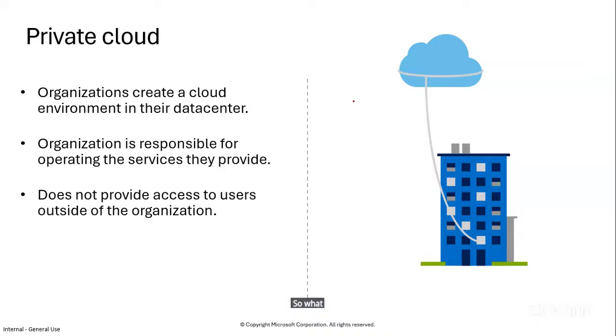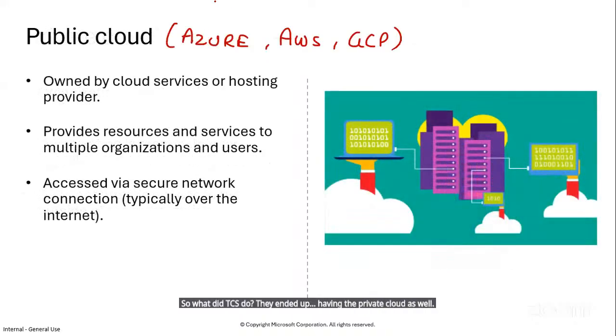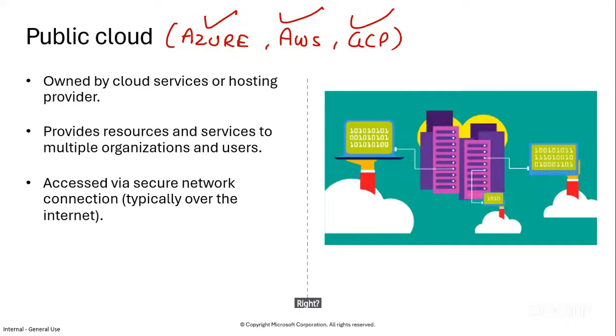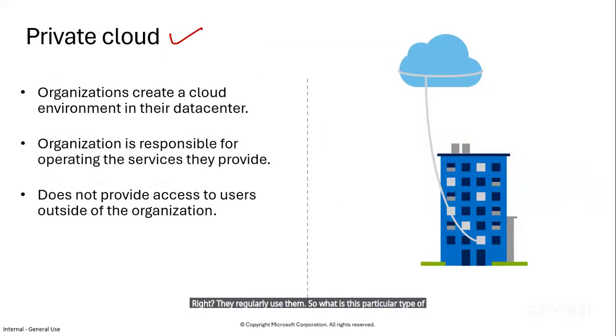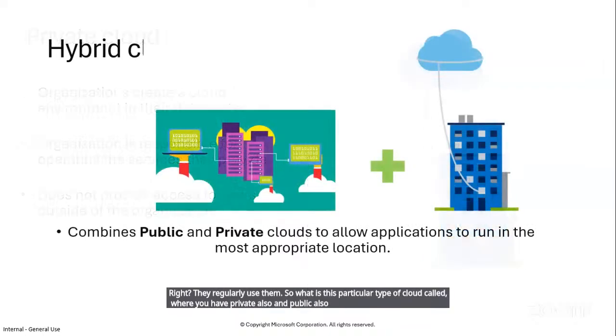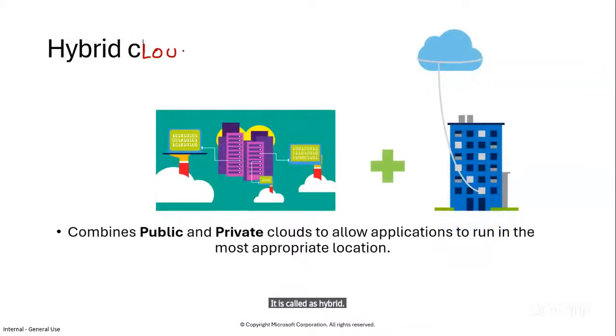So what did TCS do? They ended up having the private cloud as well and being a part of the public cloud through Azure, AWS, and GCP as well. Organizations use these clouds, right? They regularly use them. So what is this particular type of cloud called, where you have private also and public also? It is called hybrid cloud. This is your hybrid cloud. Any organization which has both public and private cloud will be called a hybrid cloud. Clear? Yes or no?